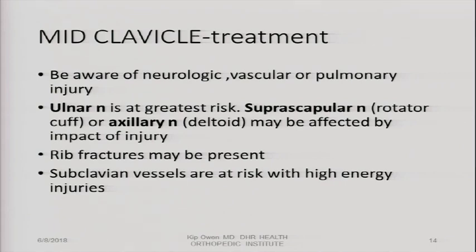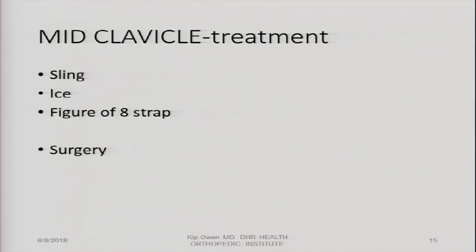There may also be some rib fractures. If the force is great enough to break the clavicle, there is a chance that there could be concurrent rib fractures. And then the subclavian vessels live right below the clavicle. So in high trauma situations, that's another concern or another risk for more extensive injury. For the majority of clavicle fractures, a simple sling, ice, a figure of 8 brace just to stabilize, reduce pain, help produce a little better alignment is going to be adequate. But there will also be some indications to perform surgery for these fractures.